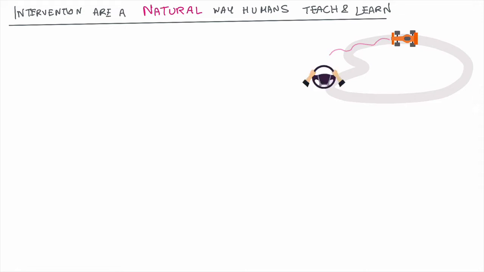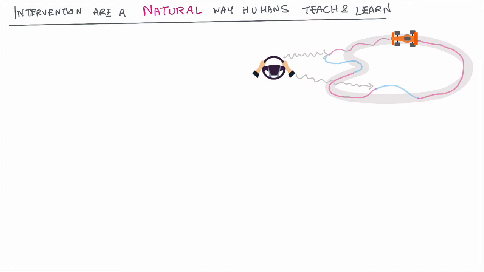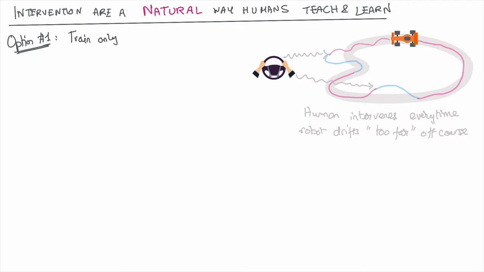At this point, a human driver intervenes. They take over control and drive the robot back onto the track. They then return control back to the robot until it goes off the track again. And this process continues until eventually the robot learns to perform the task. So how can we use this intervention information to learn the right behavior?